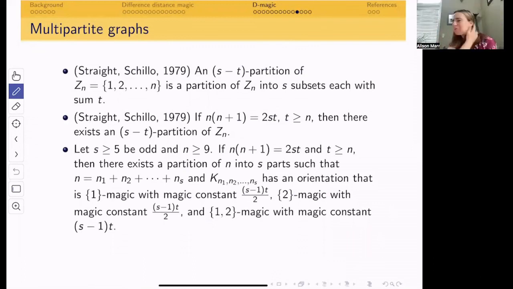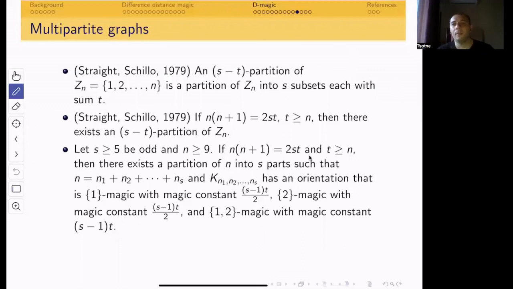Let's see. This is one I haven't thought about in a little while. What this means, I think, is we're going to take a set of size N and break it into s parts, and each part has a size, n_1, n_2, all the way up to n_s. Those are the different sizes of those sets. If you take a multipartite graph, maybe the first one has 7, the next has 3, and the next has 5, or whatever. Those are the different sizes of those sets, as long as N times (N plus 1) is 2 times s times t, and t is some number bigger than N.